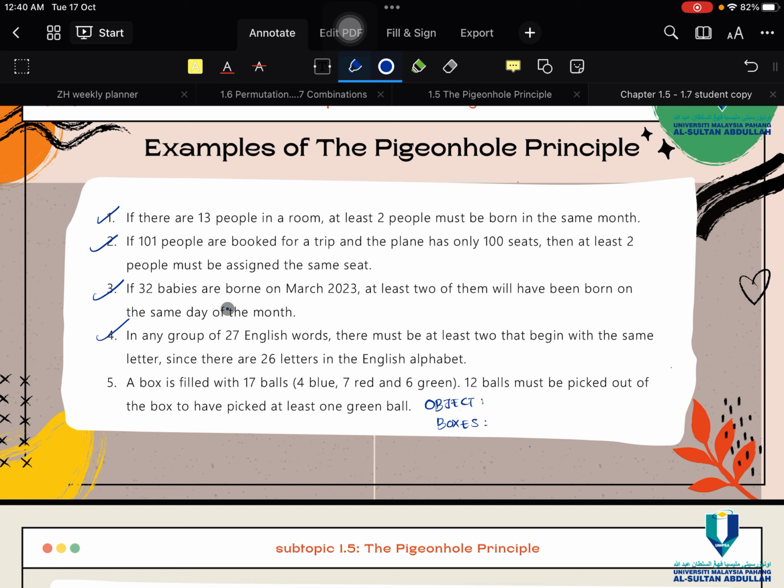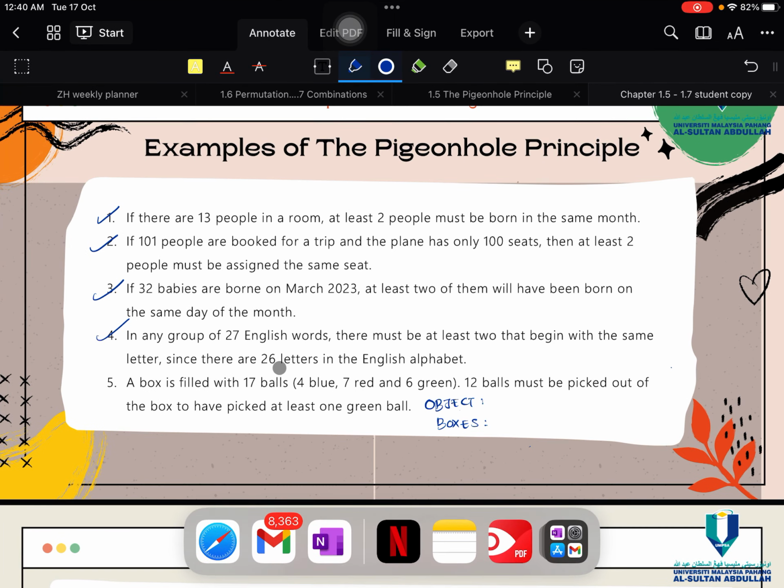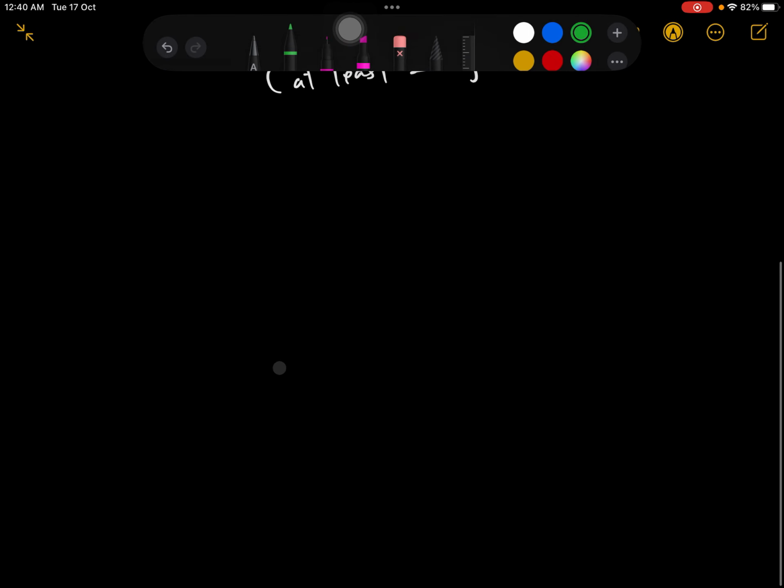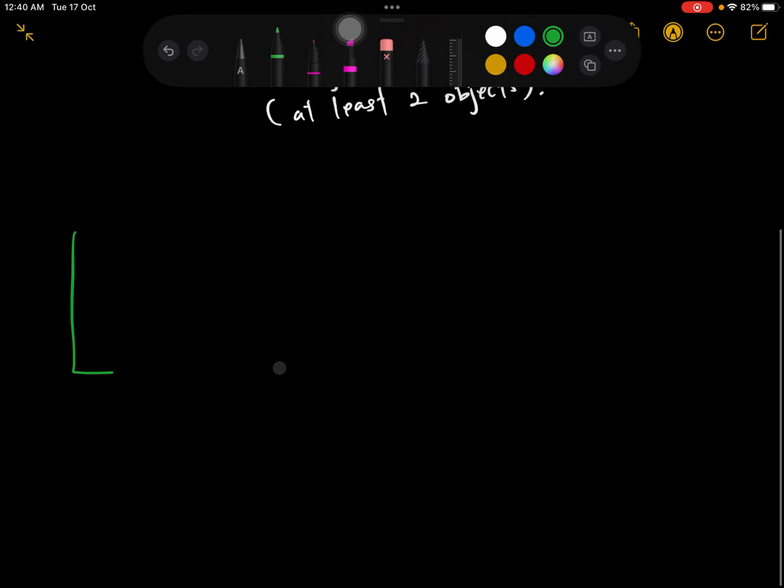Alright, finally, example number 5. Yang ni lain macam sikit. Okay, a box is filled with 17 balls, 4 blue, 7 red and 6 green. 12 balls must be picked out of the box to have picked at least 1 green ball. Maksudnya, okay, so dalam kotak tu ada berapa? Ada 17 bola kan? Okay, satu kotak ni ada 17 bola.